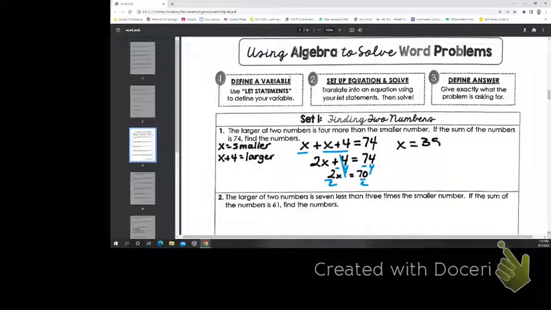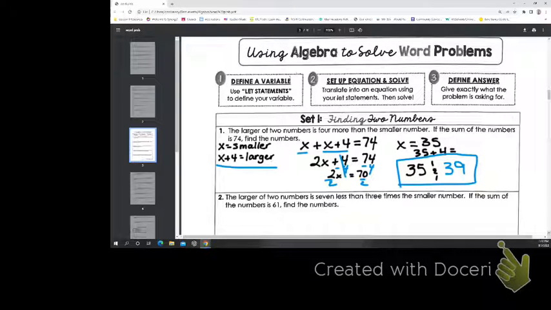So when I solve, I got 35, but I'm supposed to have the numbers, not just one number, right? So the numbers are 35 and what's my second number? Well, 70 divided by 2. So 70 divided by 2 is 35. That's my smaller. And then remember what this says over here. The larger one is x plus 4. So now if I do 35 plus 4, my second number is 39.